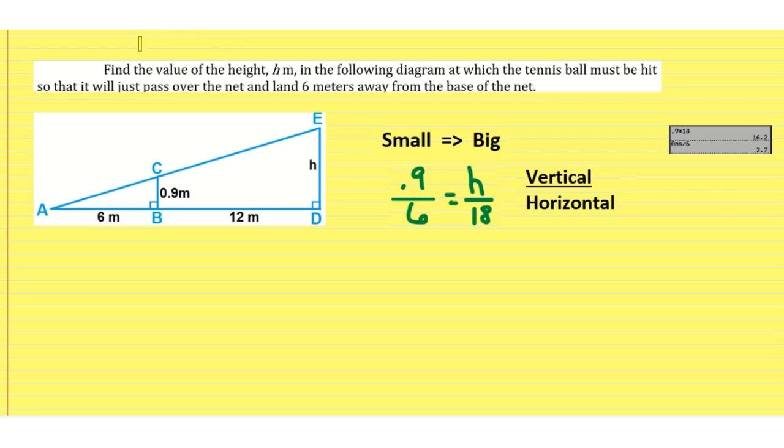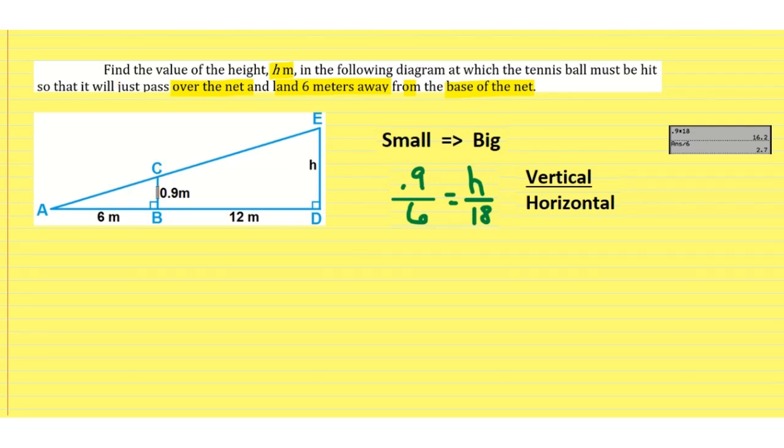Next problem says that we are to find the height h meters in the following diagram at which the tennis ball must hit so that it will pass over the net and land 6 meters away from the base of the net. Okay, so if you don't play tennis, you might have to think about this a little bit to figure out what they're describing to us.